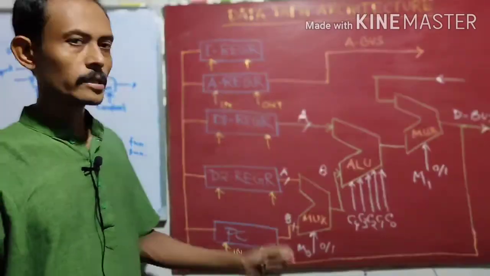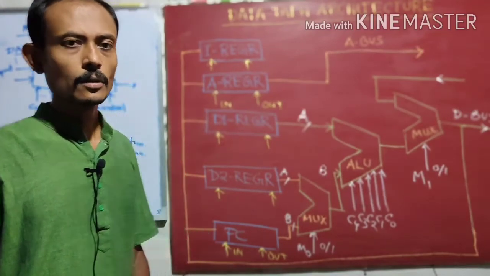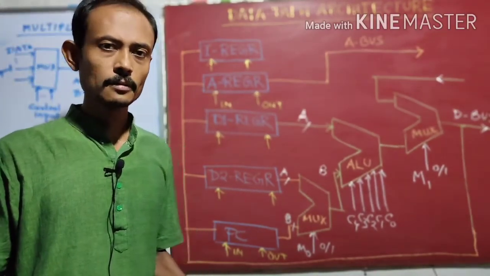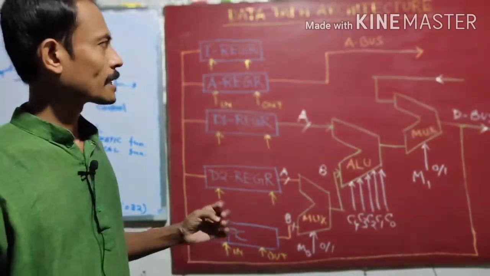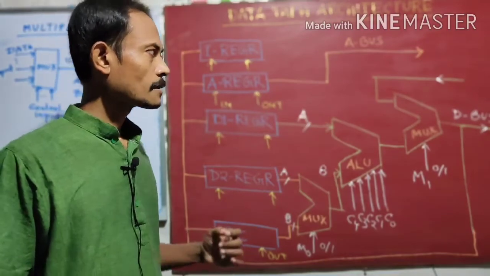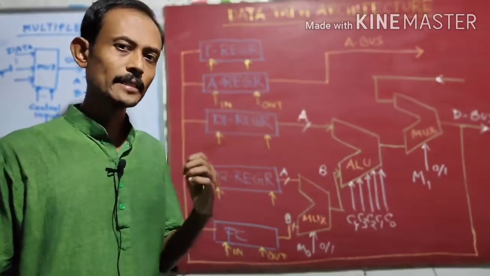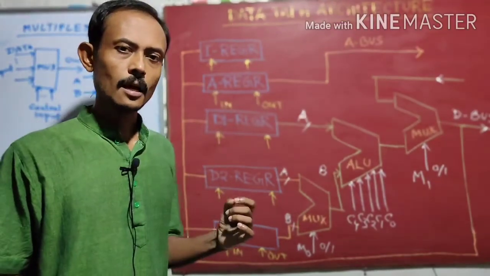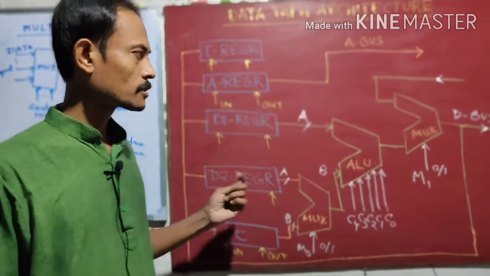In the last few classes we already saw what the instruction cycle is, how the instruction cycle consists of different machine cycles, and how a machine cycle can be divided into different states. Here we will see that a particular state is executed in a single clock pulse, and a state means an RTL, that means a register transfer level instruction.